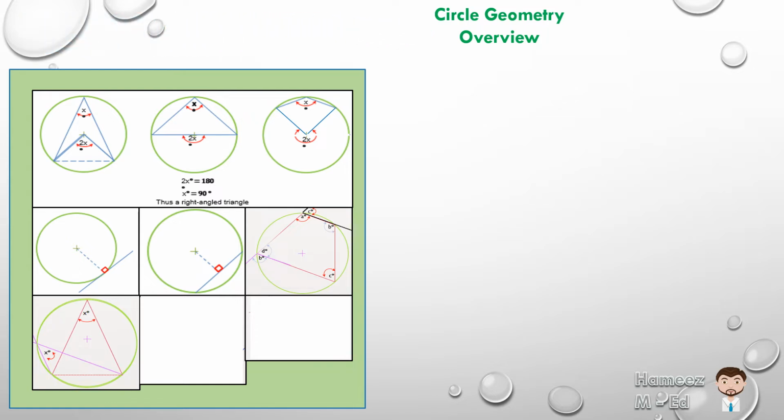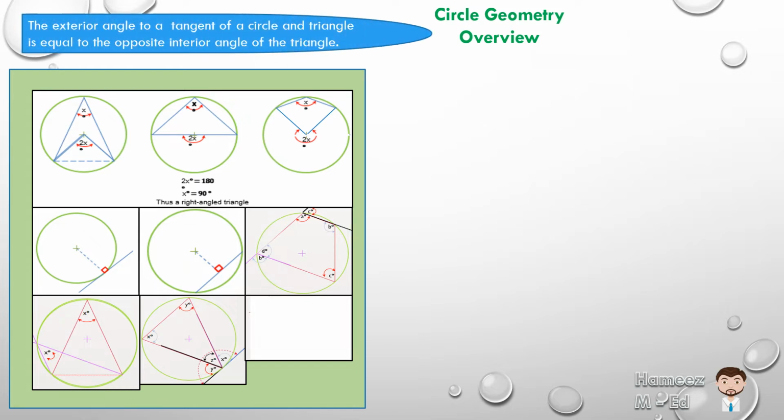In our next diagram, we have a triangle in which all 3 corners touch the circumference. And if we consider that there's a tangent which meets the circle at one of the corners, then there's a relationship in which we can say the exterior angle between a tangent to a circle and the triangle is equal to the opposite interior angle of the triangle.